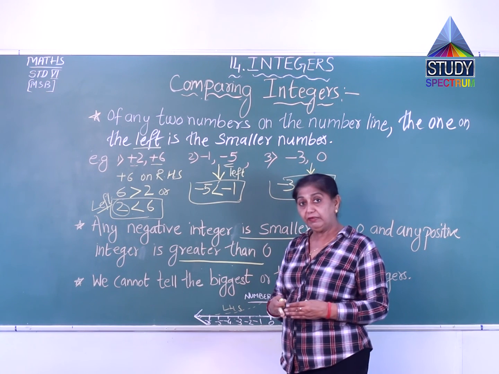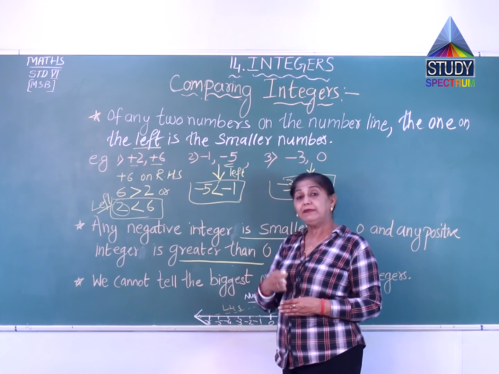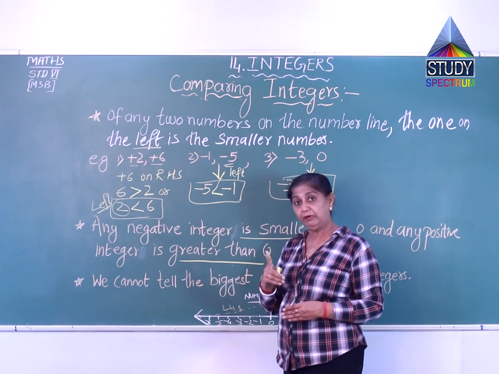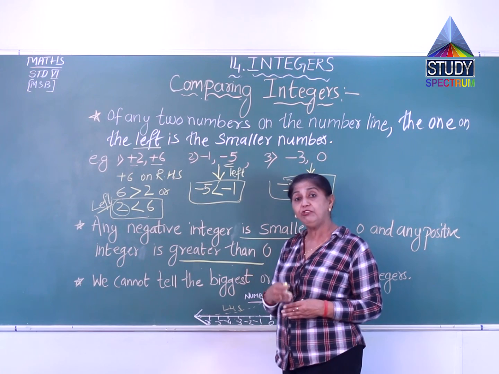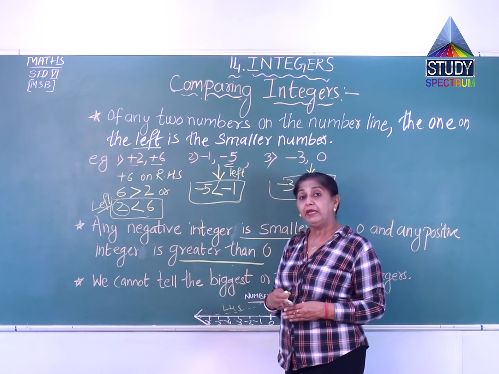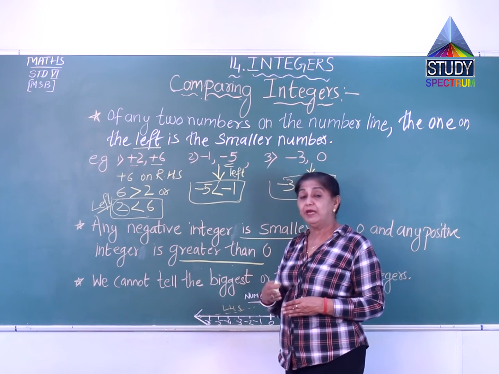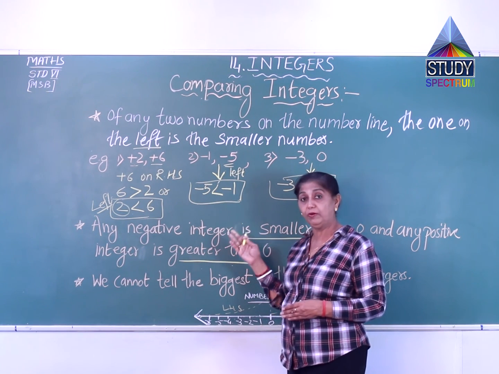And in integers, as we have seen in natural numbers and whole numbers, the natural numbers have the smallest number as 1. In the same way, in the whole numbers, the smallest whole number is 0. In the natural numbers and whole numbers, the greatest number is not defined. They are infinite as the numbers go on.